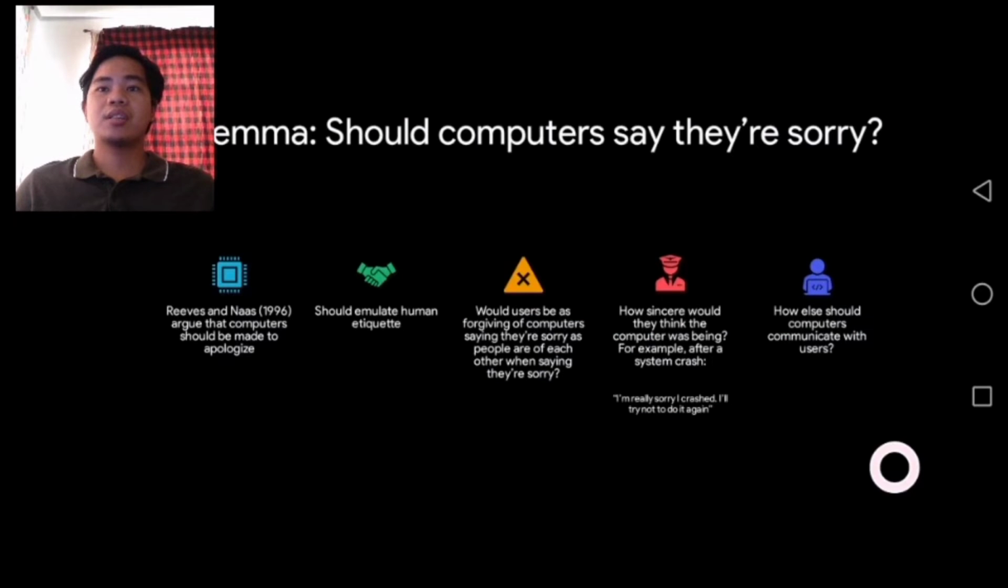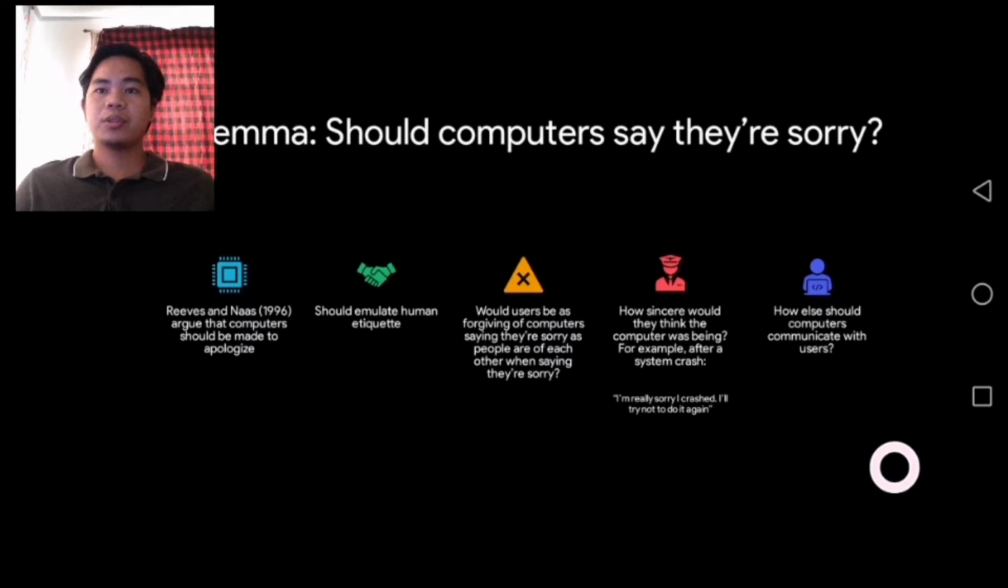Dilemma: should computers say they are sorry? Reeves and Nass, 1996, argue that the computer should be made to apologize and should emulate human etiquette. Would users be as forgiving of computers saying they're sorry as people are of each other when saying they're sorry? How sincere would they think the computer was being? For example, after a system crash: I'm really sorry I crashed. I'll try not to do it again.